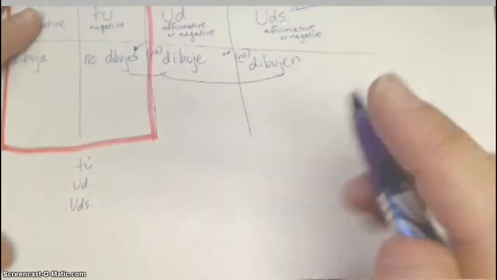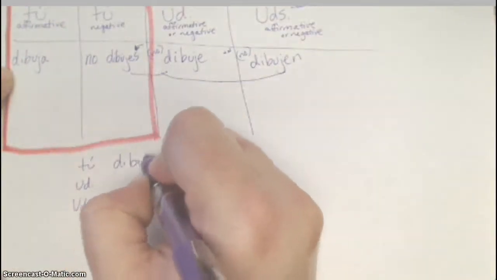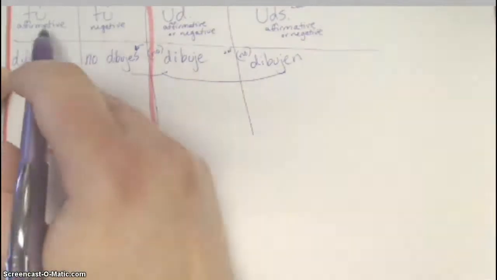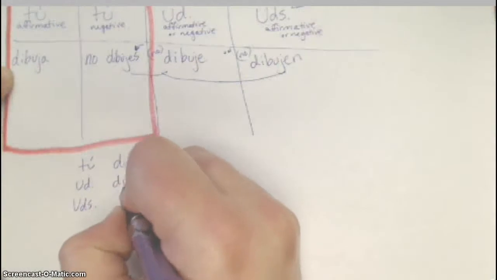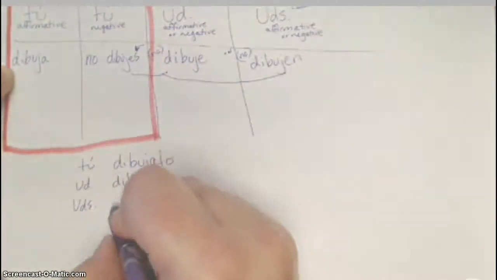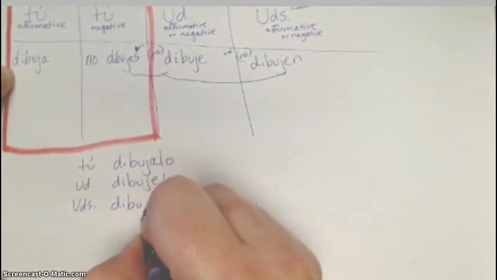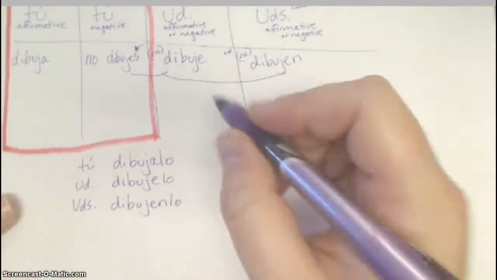Okay, so I've got dibújalo. All I did was take the affirmative tú and add the lo on the end of it. Usted would be dibújelo, and ustedes would be dibújenlo. And I'm not forgetting the accents, I just wanted to write them all out first.